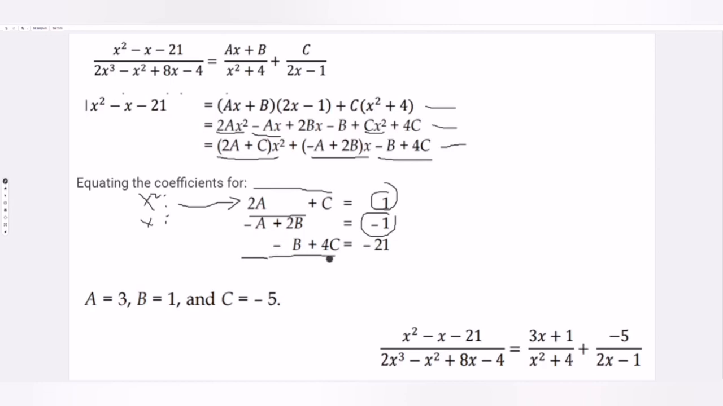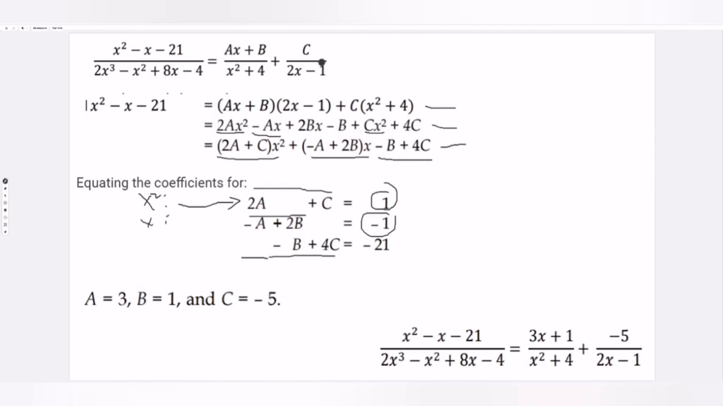Based on the equations that we had, just use any of the methods you know, elimination, substitution, anything you want. That's your homework. The final answer we get is that a is equal to 3, b is equal to 1, and c is equal to negative 5. At this point we need to substitute into ax plus b over x squared plus 4 plus c over 2x minus 1.